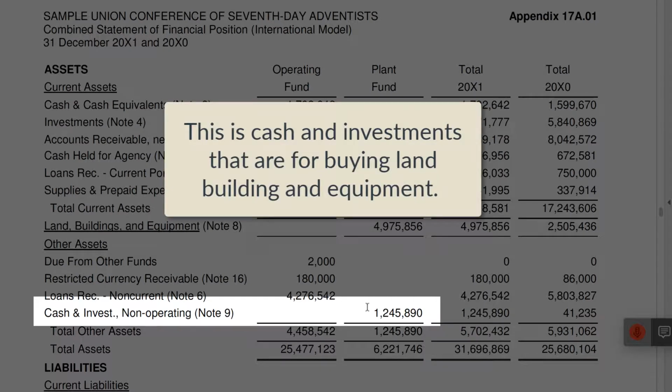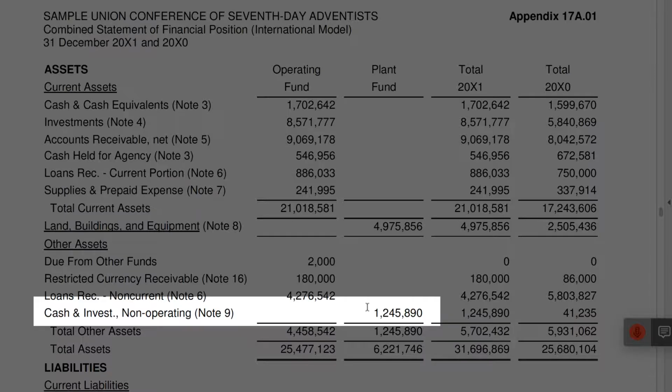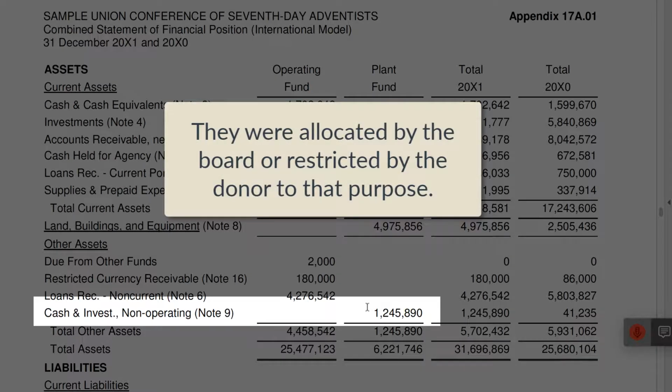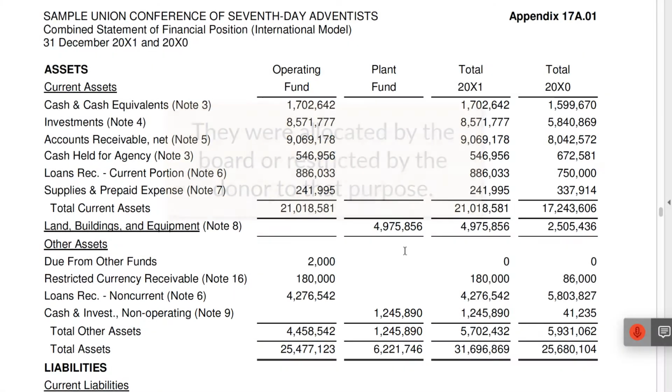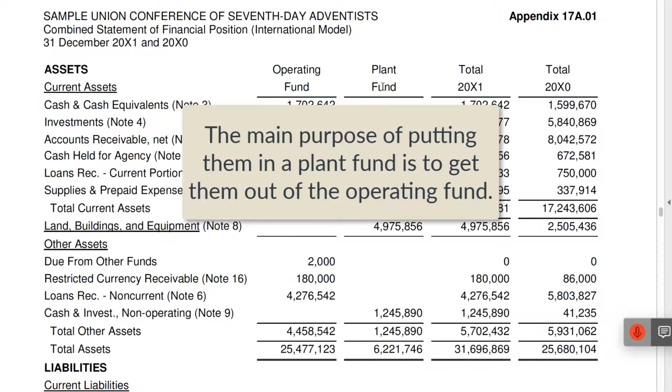So that would be money collected to build a new conference office, or money that has been set aside for replacing assets that you currently have. But these are allocated or restricted donations made toward a new building or something to do with your land, building, or equipment. One beauty of putting them over here is that they are not in the operating fund, confusing our board about what is available.